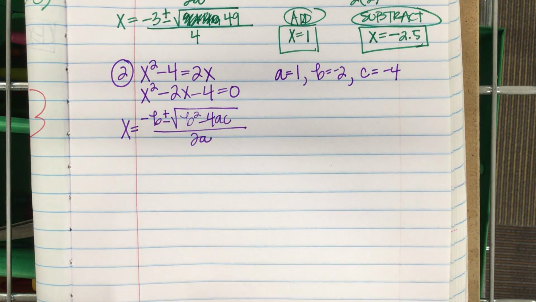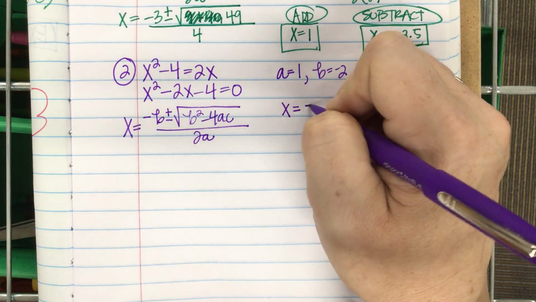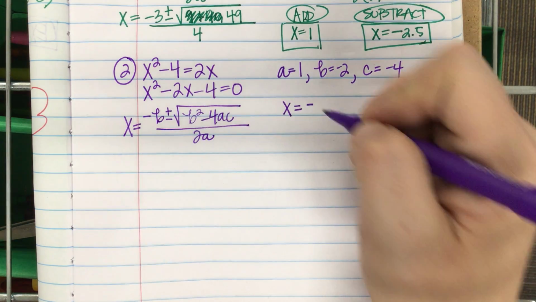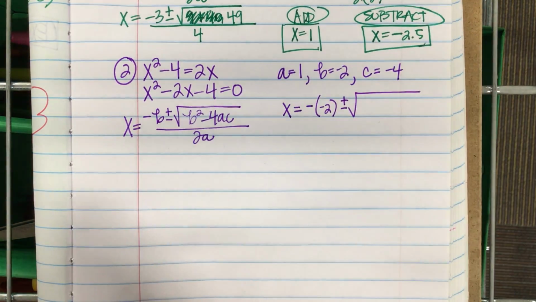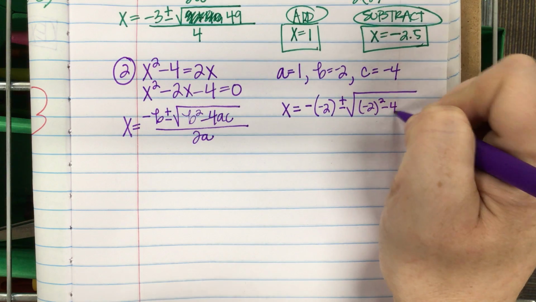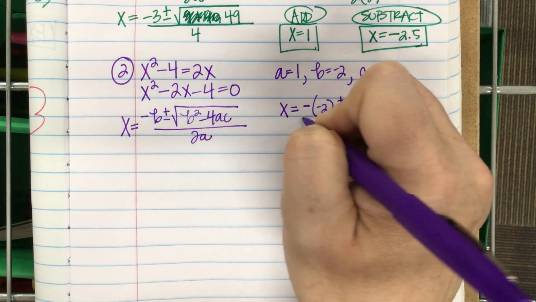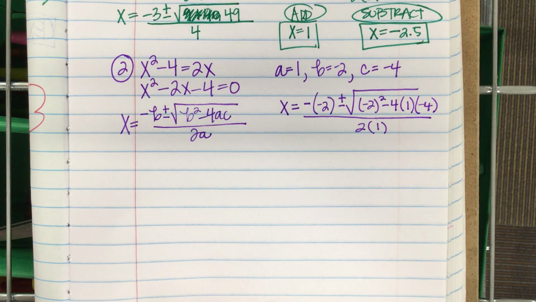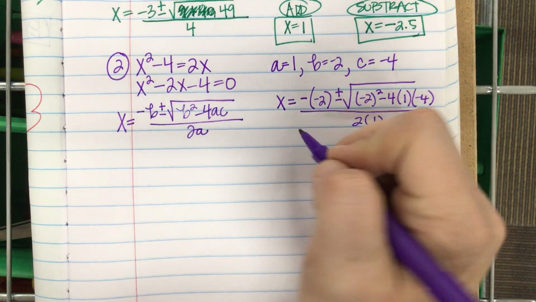Step number 2 is to substitute. When you substitute, you use parentheses. X equals negative, what's my b value? -2. Plus or minus the square root. B, which is -2 squared, minus 4 times a, which is 1, times c, which is -4, all over 2 times a, which is 1. Substitute. Once you substitute, we can simplify.